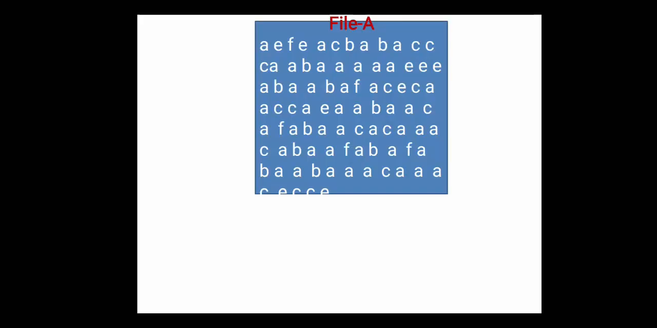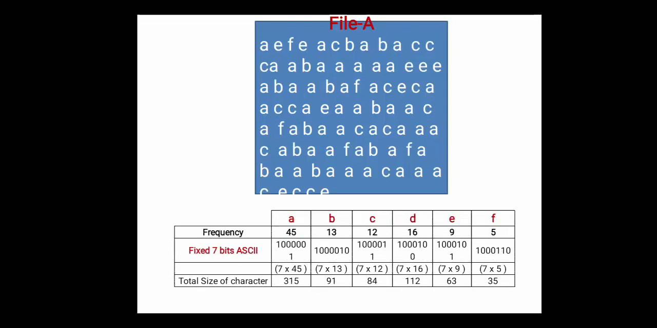Now what is exactly the size of the file? You must understand what exactly the size of the file is. Now let's understand how to calculate the size of a file. Let's say we have one file named file A. In that, a number of characters are there. If every character is represented by ASCII code, then the size of every character is 7 bits. So just see this table, in that you can easily understand.